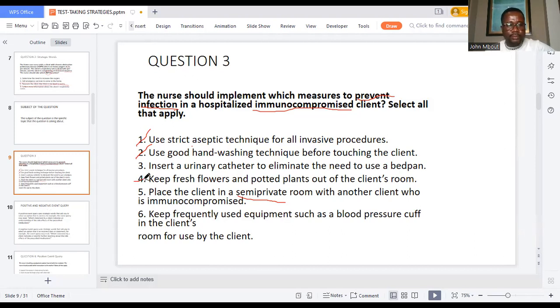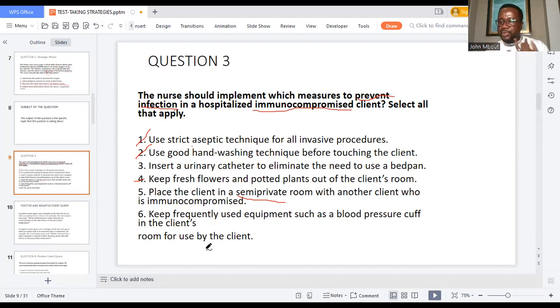4 is correct. Place the client in a semi-private room with another client. No. These clients are strictly placed in a private room, not semi-private. In private rooms, isolated. 5 is wrong. 6, keep frequently used equipment such as blood pressure cuff in the client's room for use by the client. Yes.